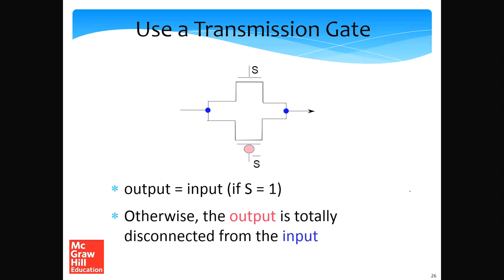Here again we can use a transmission gate, which is exactly the same thing as we described earlier. A transmission gate contains a pair of transistors, an NMOS and a PMOS. The output is equal to the input if S is equal to 1. Otherwise the output is totally disconnected from the input, and you can think of it as an open switch. So in this case also, transmission gates can be used to isolate the inputs of the multiplier from the inputs of the ALU.